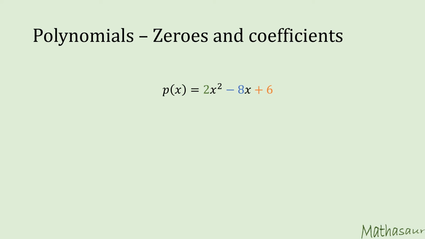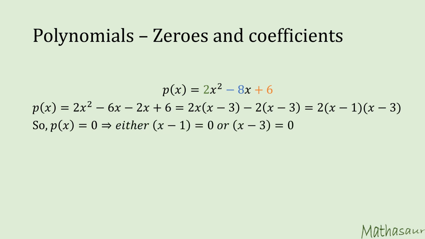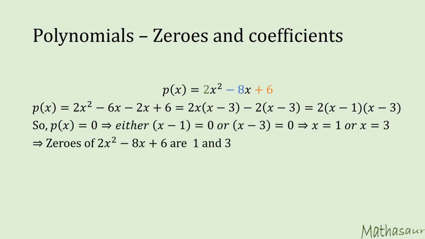Now let us take a polynomial of a higher degree, a quadratic with degree 2. Can we find the zeros of this polynomial? Yes, we could split the middle term. Let us simplify and put the polynomial equals 0. So we get 1 and 3 as the zeros of this polynomial.